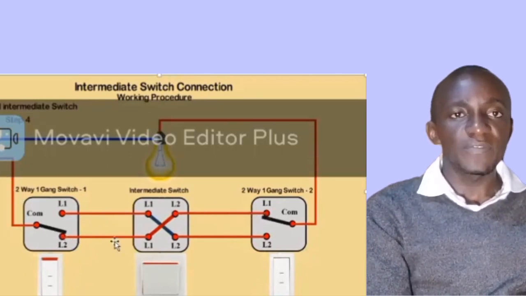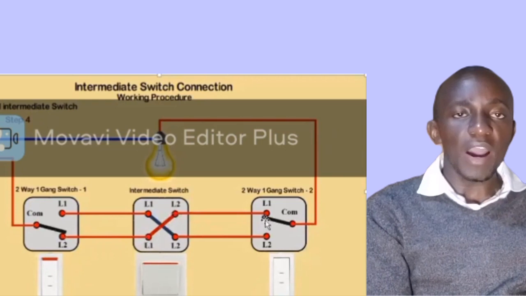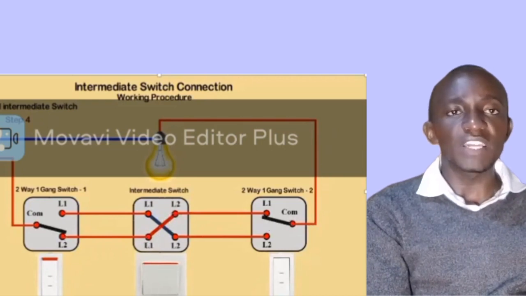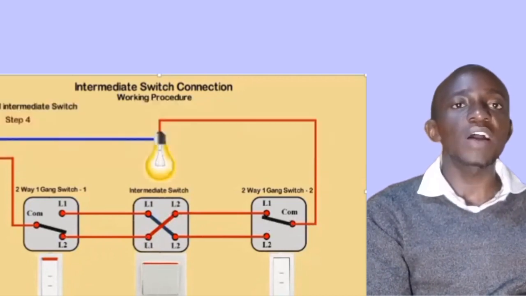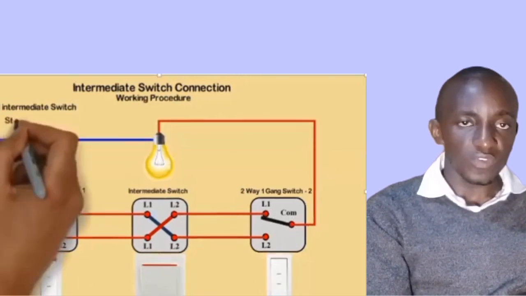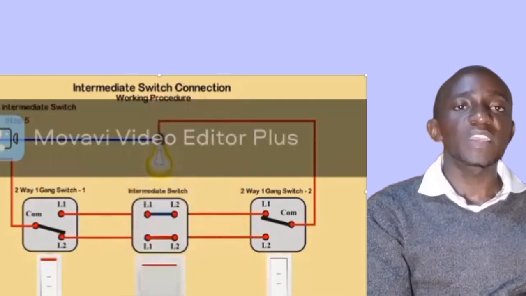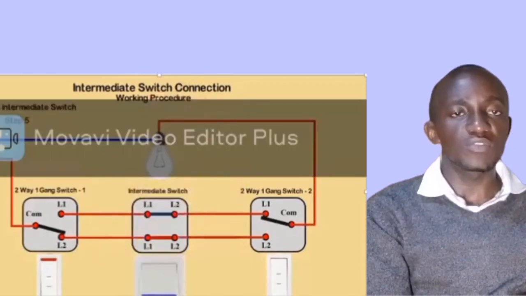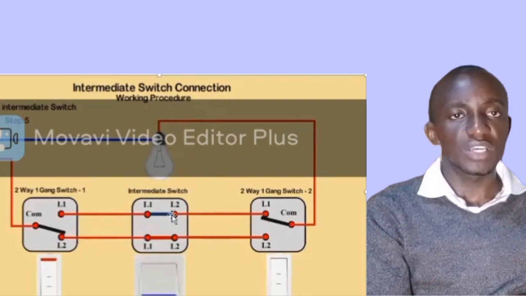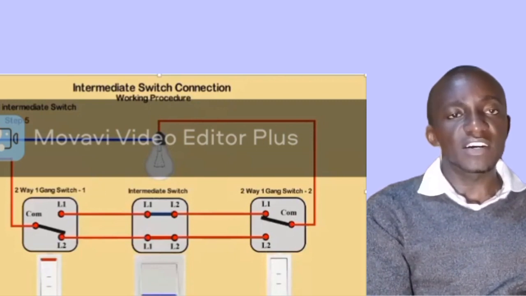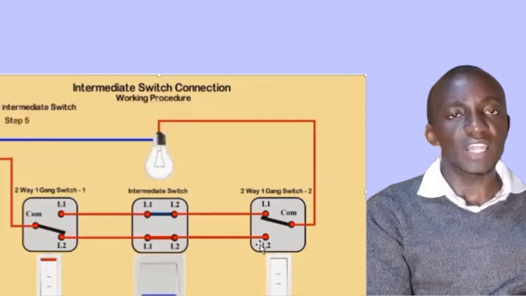On the other hand, L2 of the intermediate switch is going to be connected to L1 of the other two-way switch, and L2 of the intermediate switch is going to be connected to the other L2 of the two-way switch. Then the second common will act as the live of the lamp.